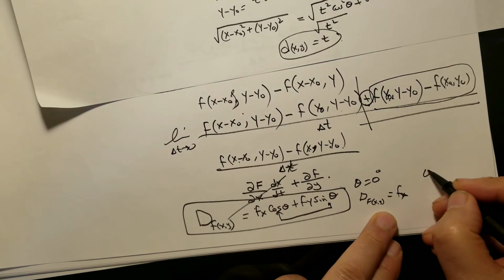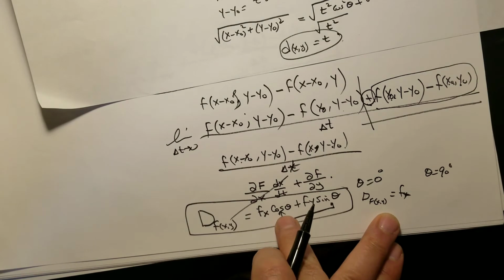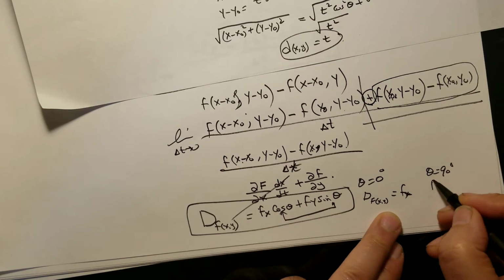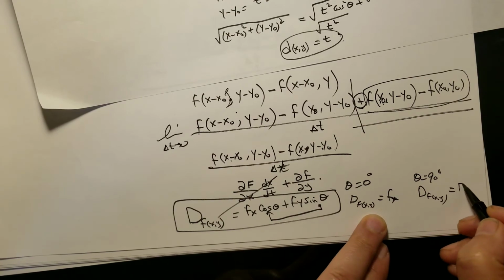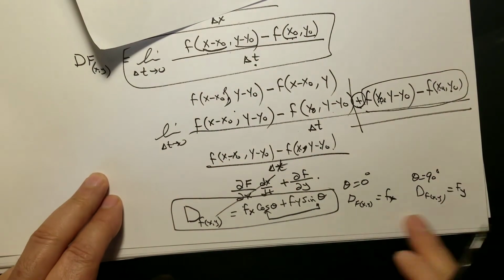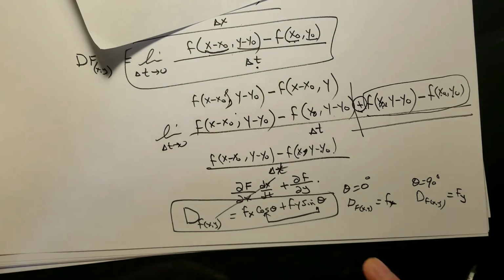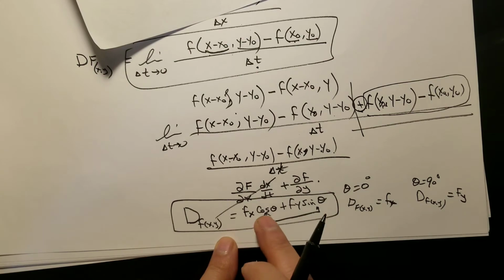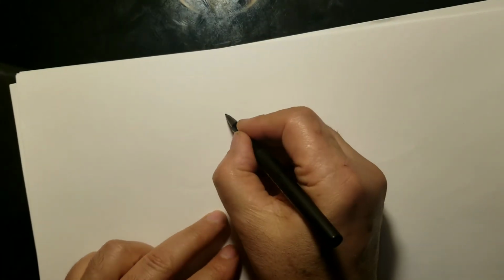What happens if theta becomes 90 degrees? The cosine is 0, the sine is 1. The directional derivative will become the partial derivative with respect to y. That's amazing. Therefore, if you want to find a directional derivative in any other given direction, you have to tell me what the sine and cosine are. Let me give you an example. I do have a function.